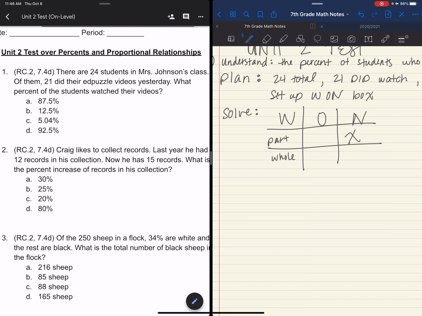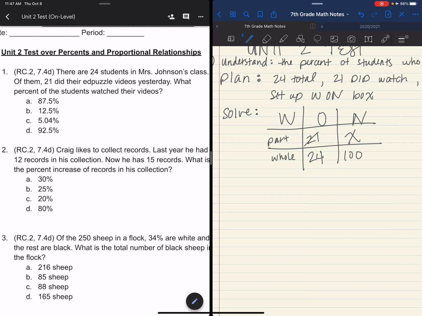And then I know that I'm looking for the percent, so X over 100. Now, 21 did watch their Edpuzzle out of 24 total students. From here, I can just cross multiply and divide. However, I can see that 21 and 24, that is a ratio that can be reduced by the factor of 3. So that's what I'm going to do. It is easier to cross multiply and divide by smaller numbers.